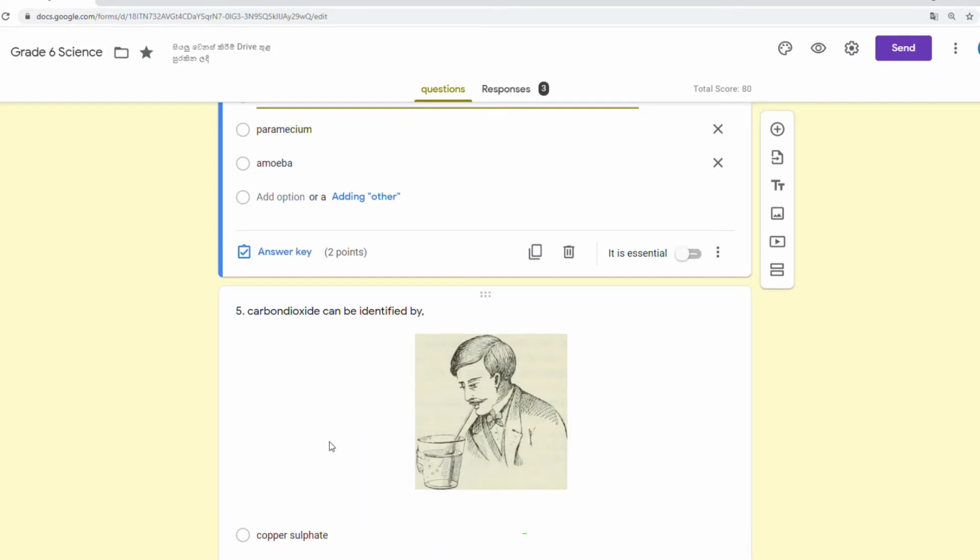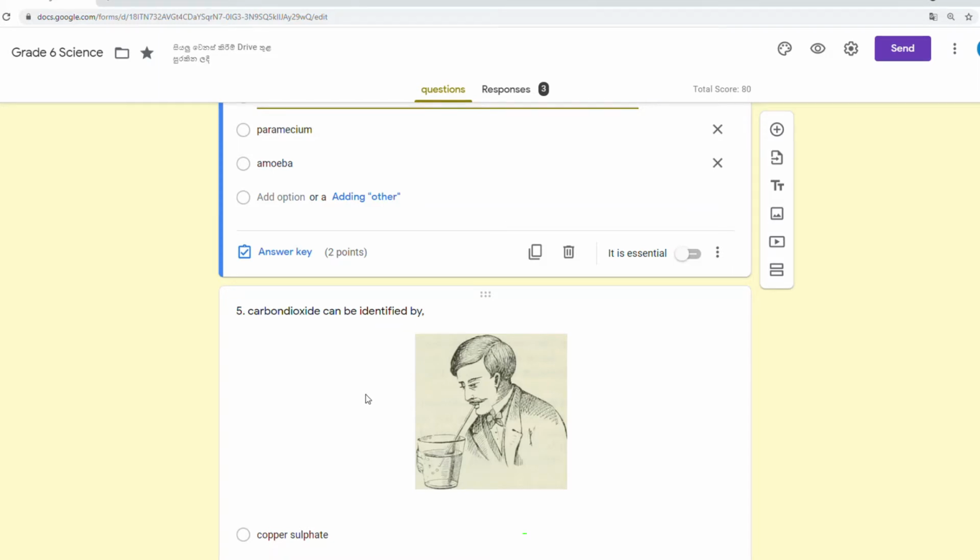Okay, now I get into the fifth one. What is the fifth one here? You can see the diagram again. Here is one of the tests. This person is blowing into a glass. That glass contains something. I think all of you remember that test. You have done that. Here carbon dioxide can be identified. In the first unit, in the respiration process, you have learned about the outcome of respiration, that is carbon dioxide. We release carbon dioxide during the respiration process.